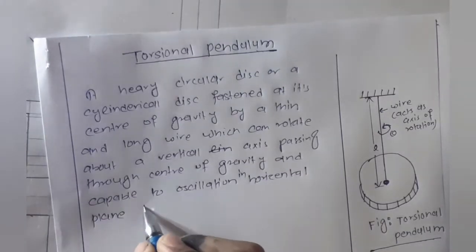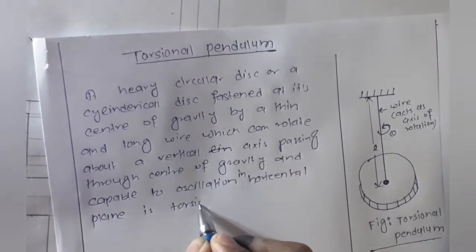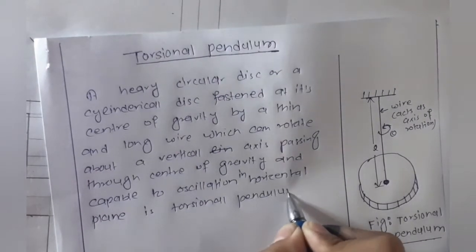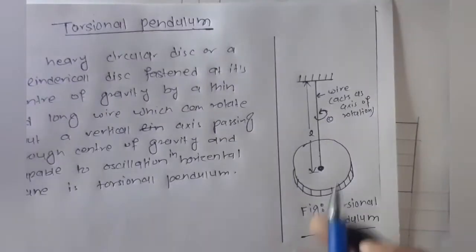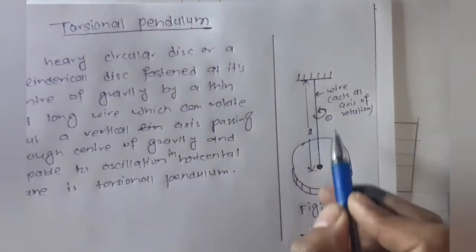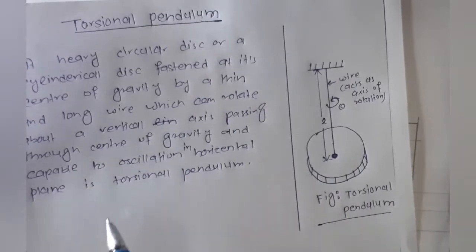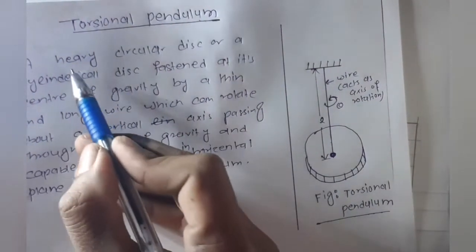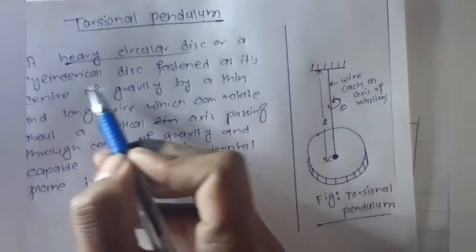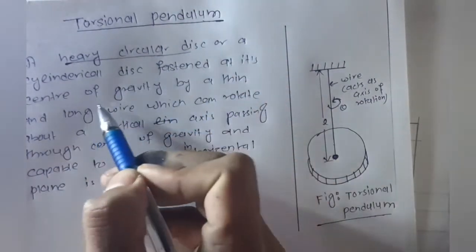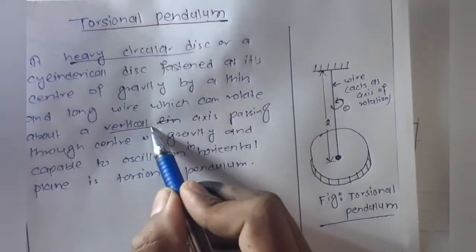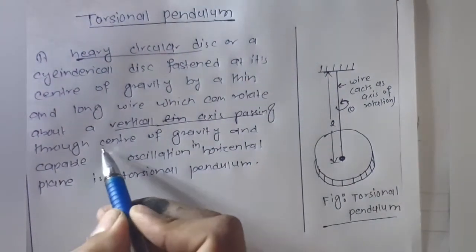A heavy cylindrical disc or a circular disc fastened at its center of gravity by a thin and long wire, which can rotate about a vertical axis passing through the center of gravity and is capable of oscillating in the horizontal plane, is known as a torsional pendulum.